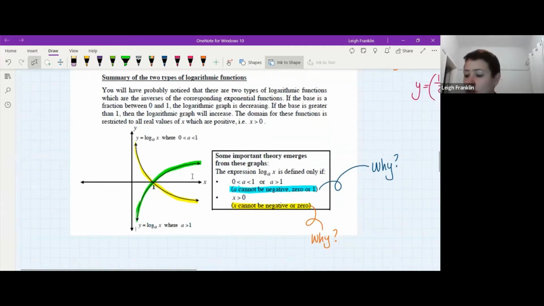The other thing that's important as far as theory is concerned is that the expression log base a of x is only defined if a is between 0 and 1, or if a is bigger than 1. Okay, so in other words, a cannot be negative, it cannot be 0, and it cannot be 1. But why? Why can it not be those things? Does anybody know?